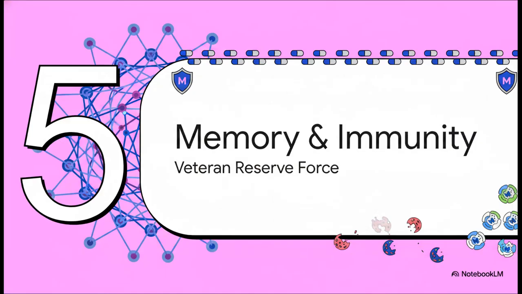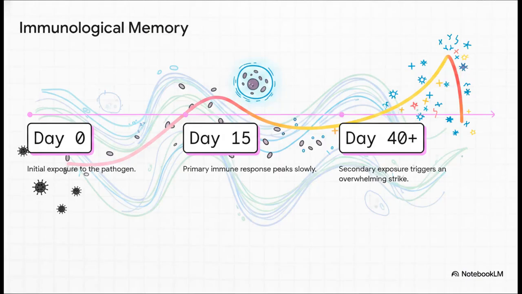Section 5. Memory and Building Immunity. The Veteran Reserve Force. Now, this activation curve is perhaps the most important concept to take away from this whole explainer. Look at the stark mathematical difference here. Upon initial exposure to a pathogen, the primary immune response is slow, taking around 10 to 14 days to really peak. You get sick during this time.